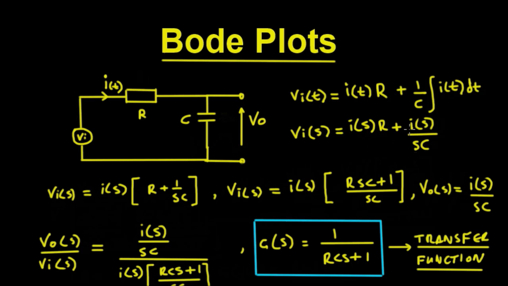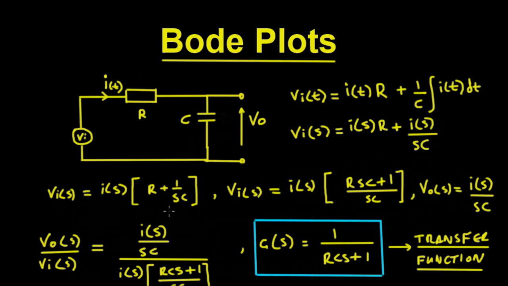What we can do now is take out our common factor of I of S, which will leave us with R plus 1 upon SC on this side here. We're now seeing the use of the complex frequency domain, because up here we had an integral equation, but at this point we no longer have an integral equation. It's simply an algebraic equation.